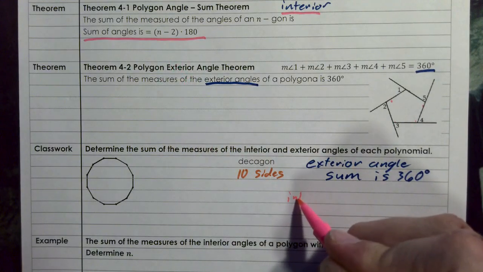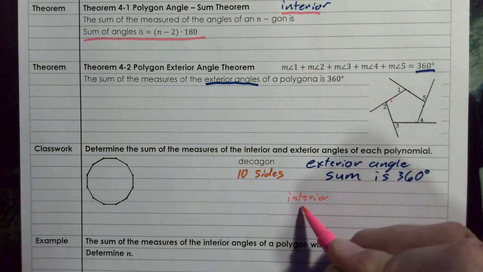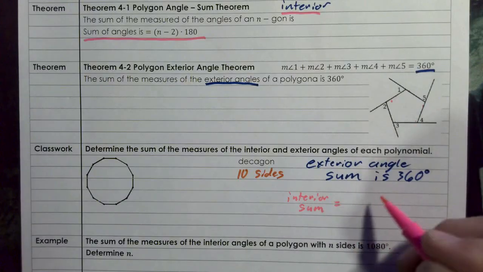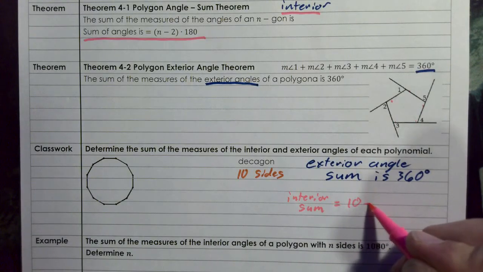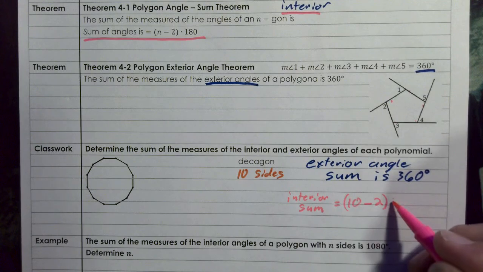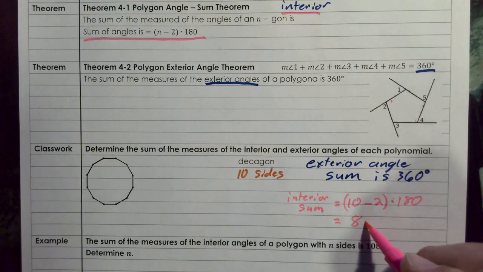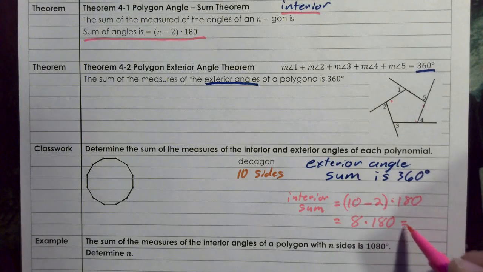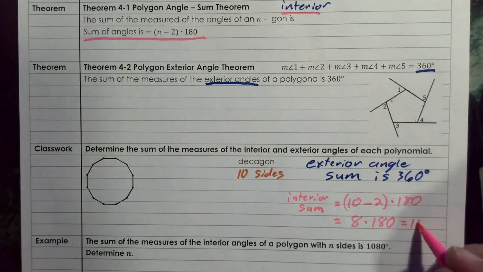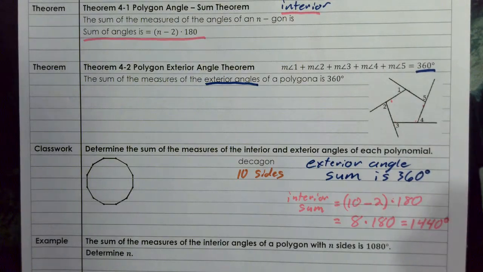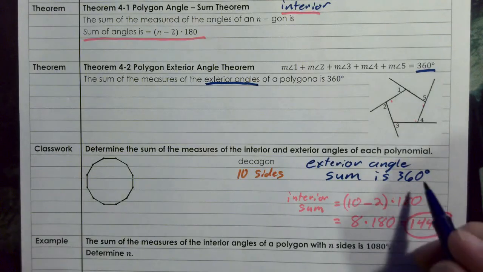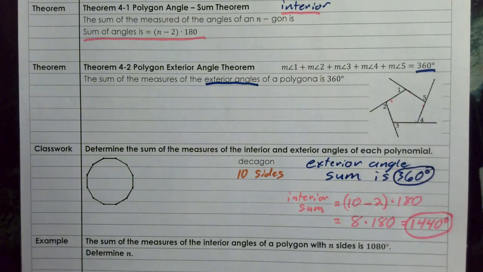The interior sum equals 10 minus 2 times 180 degrees. So that is 8 times 180. So that's going to be 1,440 degrees for my interior sum. So my interior is this, and my exterior is always 360 degrees.